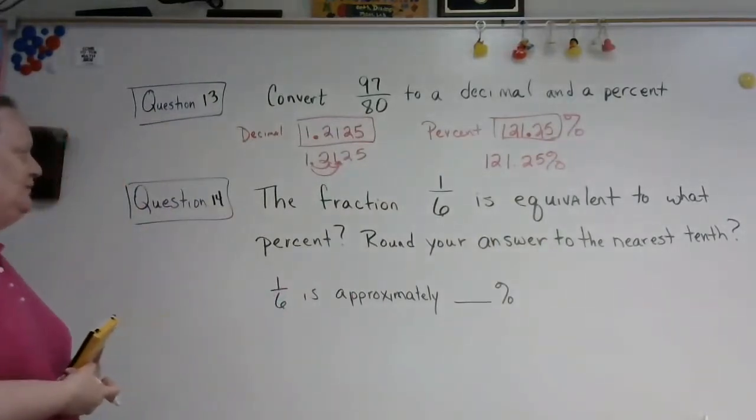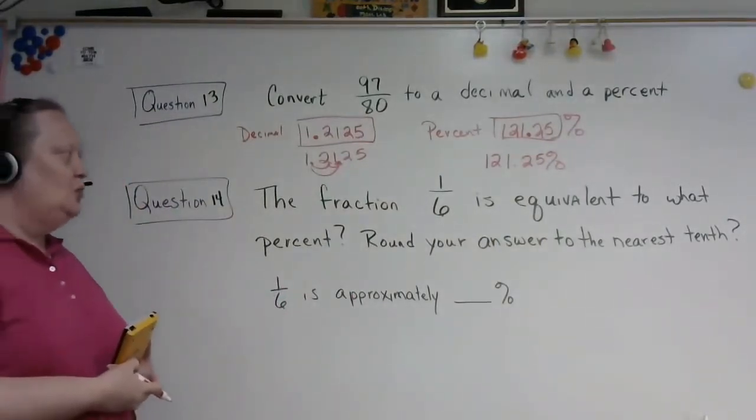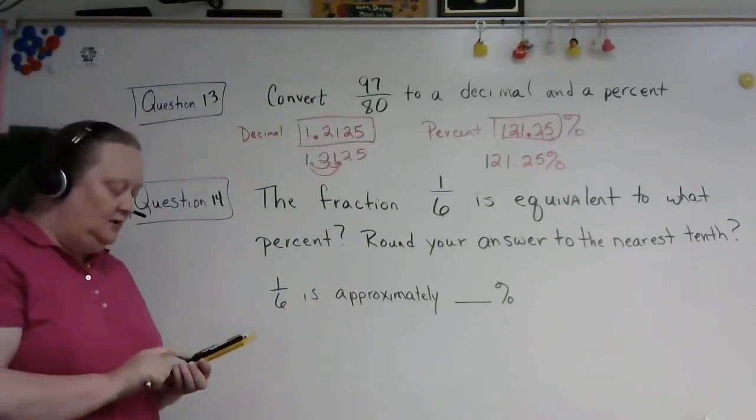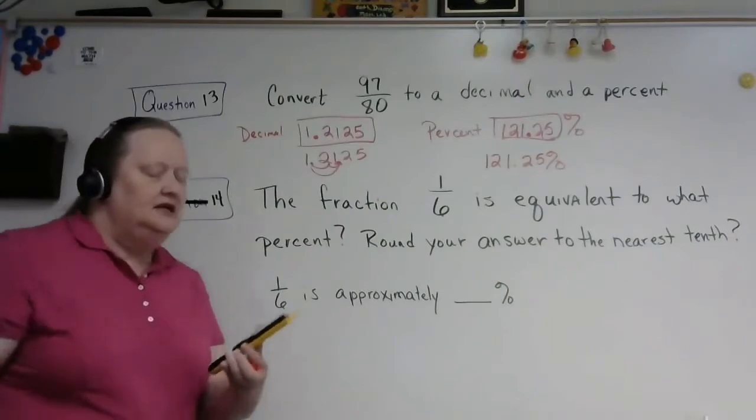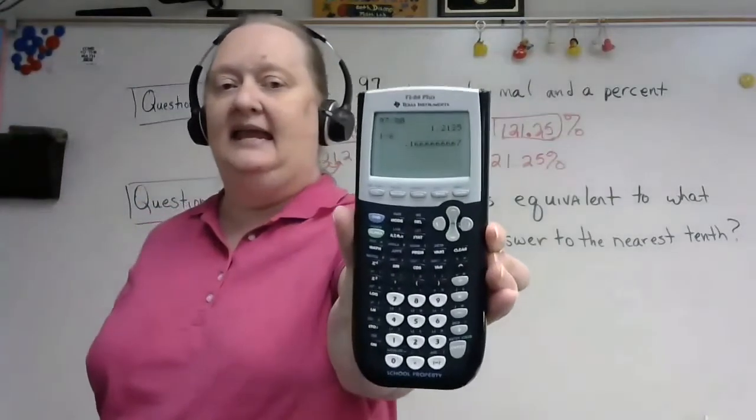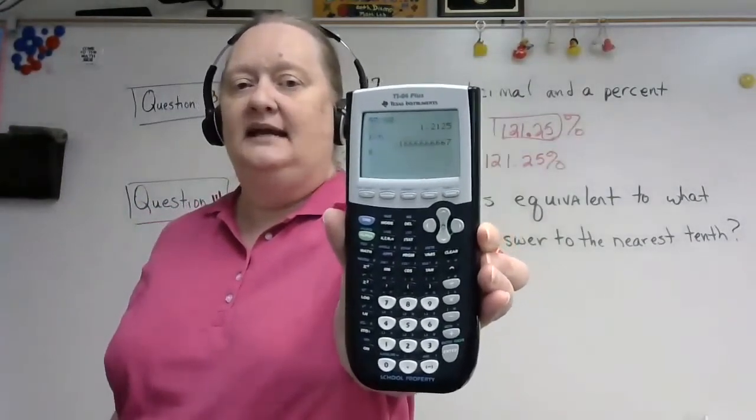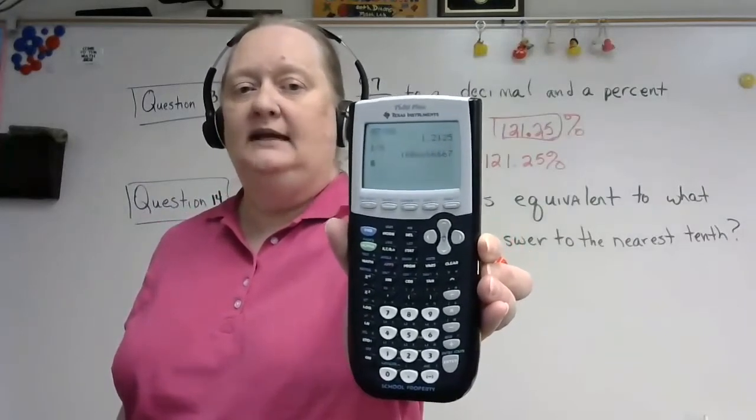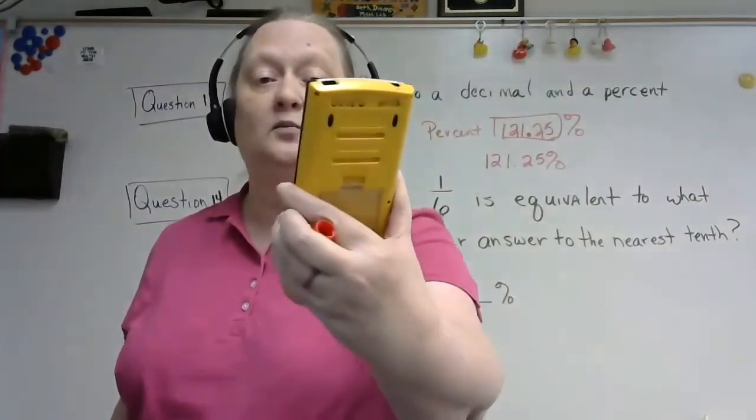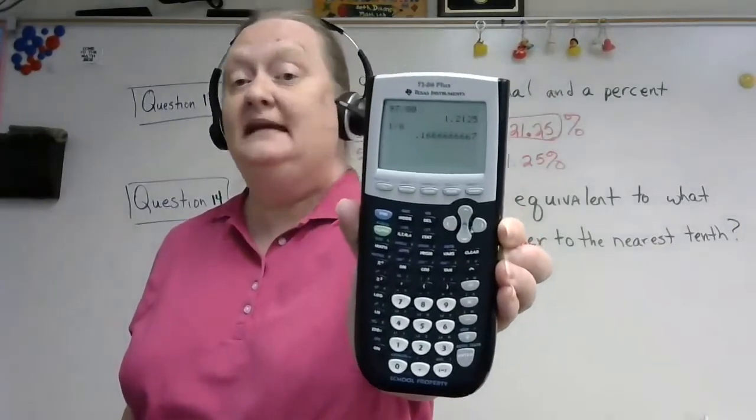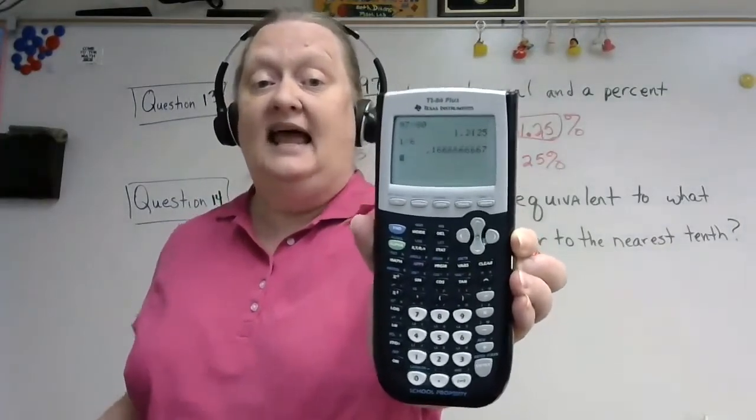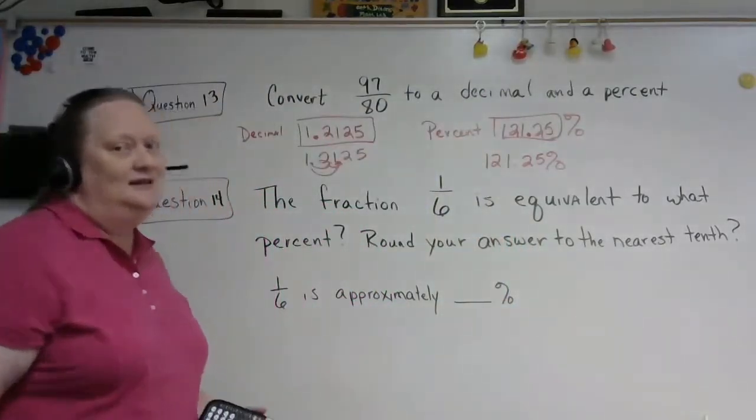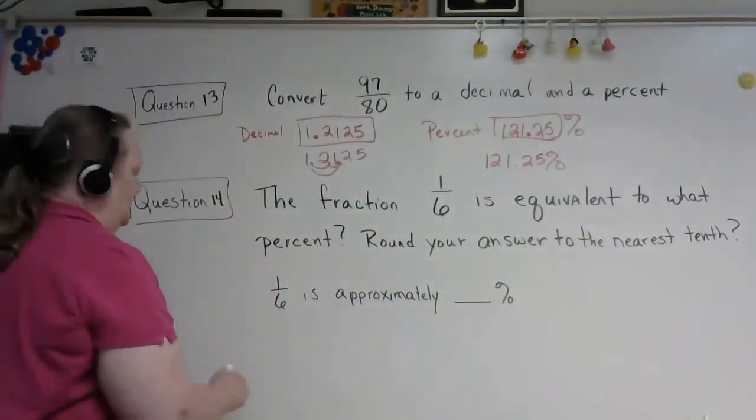Okay. Question number 14, the fraction 1/6 is equivalent to what percent? Again, we want to use our calculator to change that to a decimal. So when we hit 1 divided by 6 and then press the enter key, we get 0.1 and then repeating sixes. The last number is a 7. That doesn't mean the last number is 7. It means it rounded that last number to a 7.